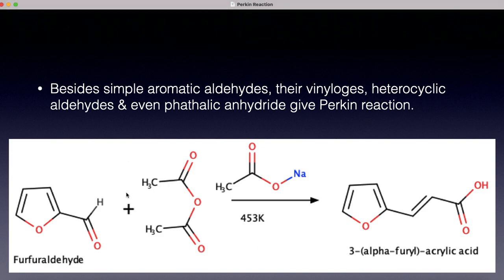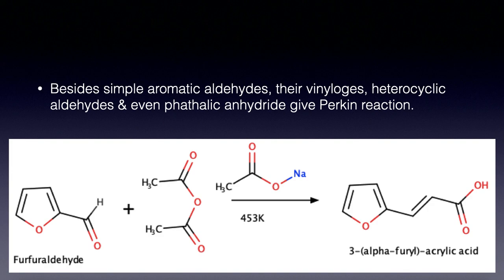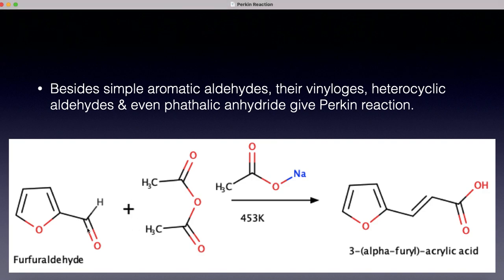Besides simple aromatic aldehydes, vinylogous, heterocyclic aldehydes, and even phthalic anhydride give the Perkin reaction. This is the heterocyclic aldehyde, furfuraldehyde. On treatment with acetic anhydride in presence of sodium acetate at 453 Kelvin, it produces 3-alpha-furyl acrylic acid.